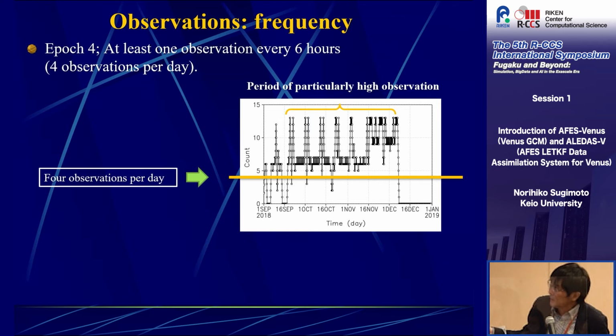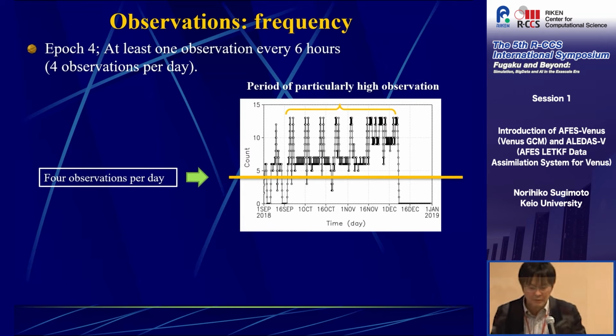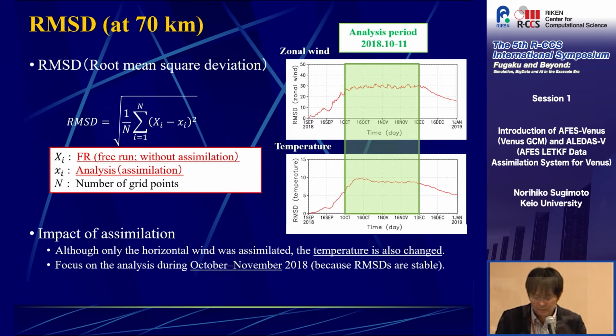Here is the time series of the number of observations. And this line shows 4 observations per day. We have more than 4 observations per day, namely at least 1 observation every 6 hours, mostly. So this is a result of root mean square deviations from free forecast without data assimilation. This is a time series of zonal wind and temperature in RMSD. In these 2 months, we have many observations, and temperature is also improved by horizontal wind assimilation. So we focus on these 2 months because root mean square values are almost stable.